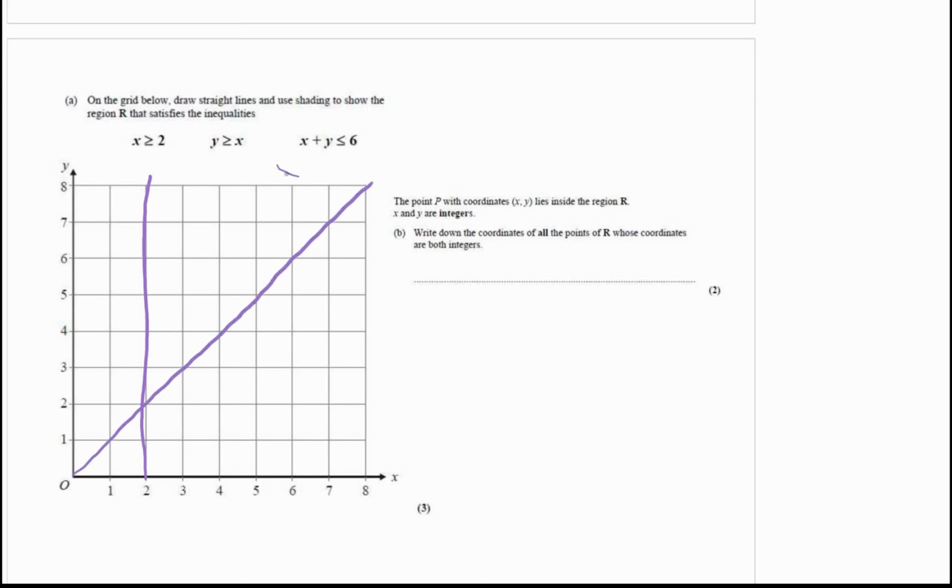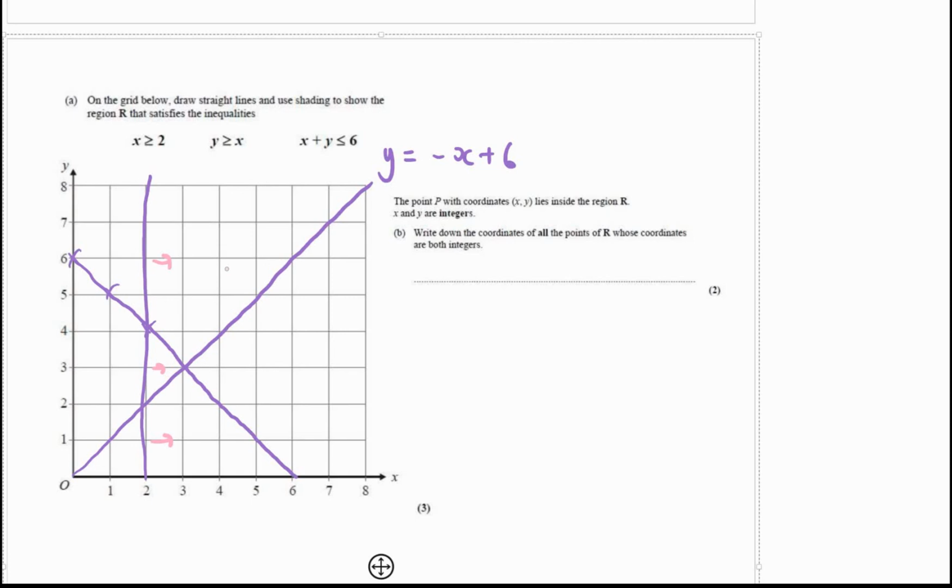Lastly, x plus y equals 6. I'm going to rearrange that, and I want to plot y equals minus x plus 6. Again, plus x goes to minus x. So here we're starting at 6, and it's 1 across and 1 down. Okay, so we've got those three lines. We want x to be greater than 2, so it can look like that. And we want to be above this line, but below this line, and again, it's that little triangle there.